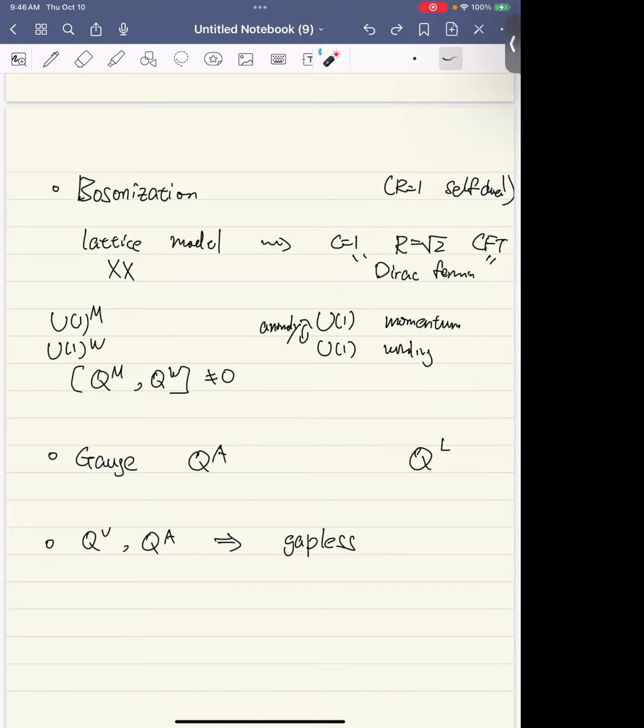I see. So this Q left does not have integer spectrum. Yeah. You can write it down, but it does not have integer spectrum. Yeah. I mean, you have QB, QA both, right? So you just subtract it. Yeah. I see.